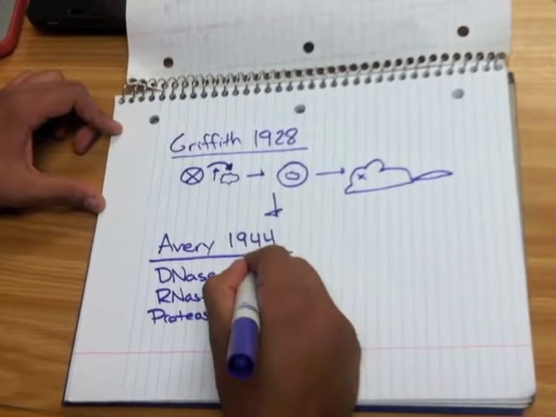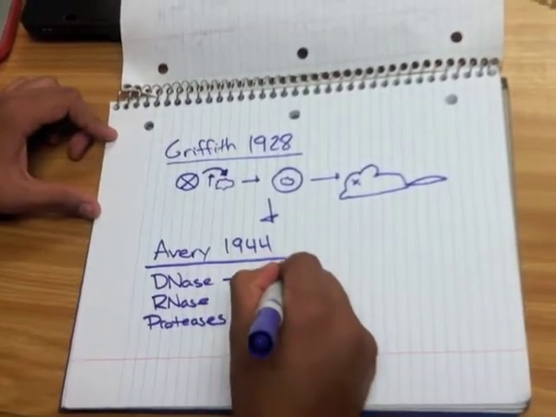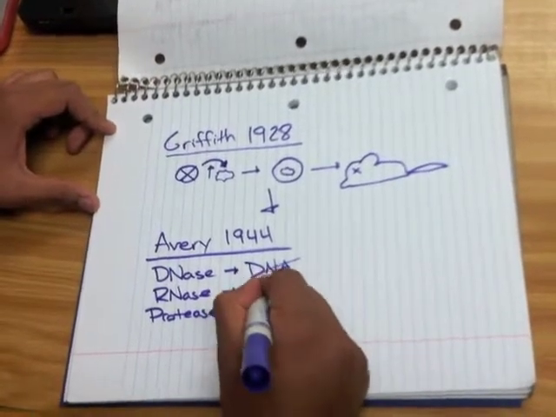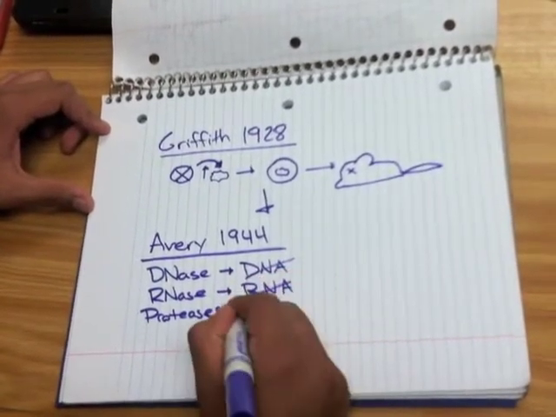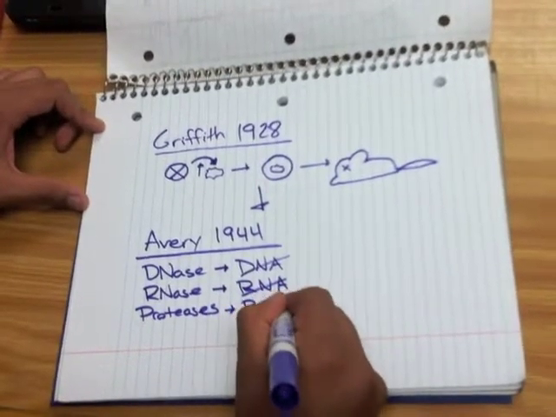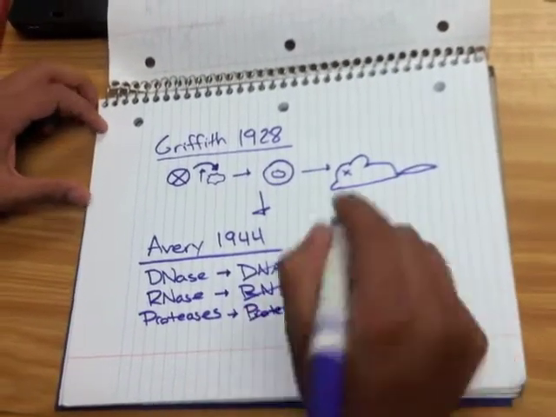DNase, when added to the mixture, breaks down DNA. When RNase is added, it breaks down RNA. And when proteases are added, they break down different forms of proteins.